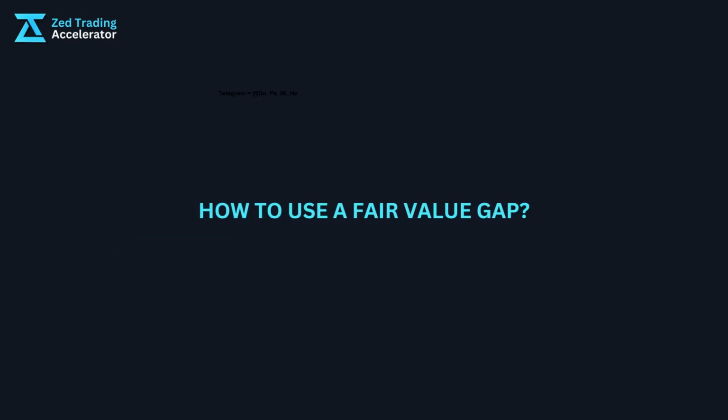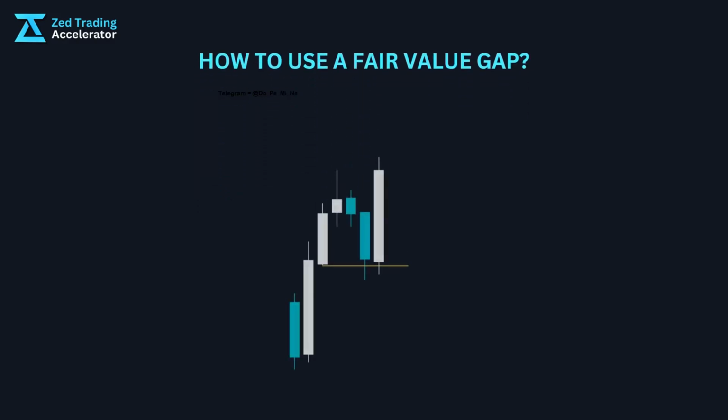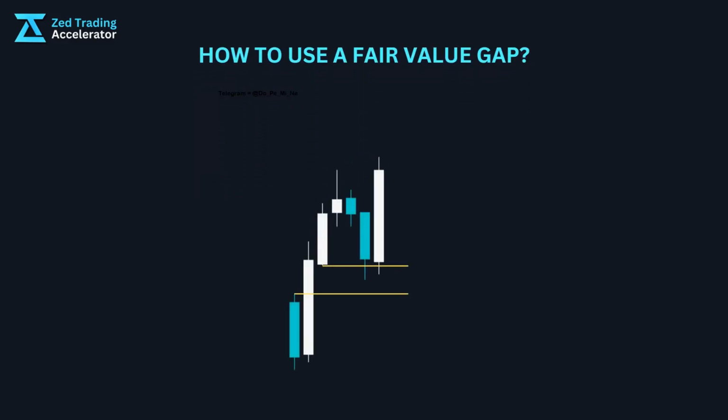So how are we going to use a fair value gap? As we can see, we are bullish. So what should the price do? Like I told you, PD arrays are the true support and resistance. So this fair value gap should offer support. Yes. So the price should respect this fair value gap going higher. Right? So we expect a fair value gap to be rebalanced.